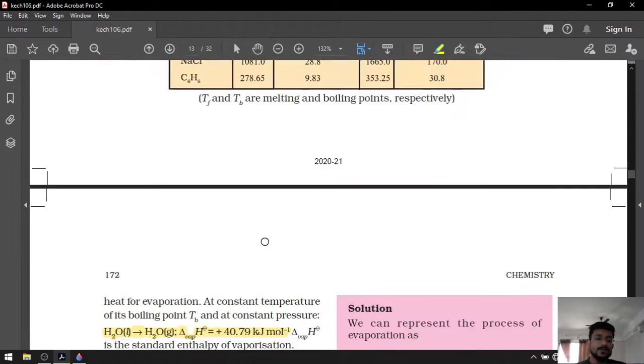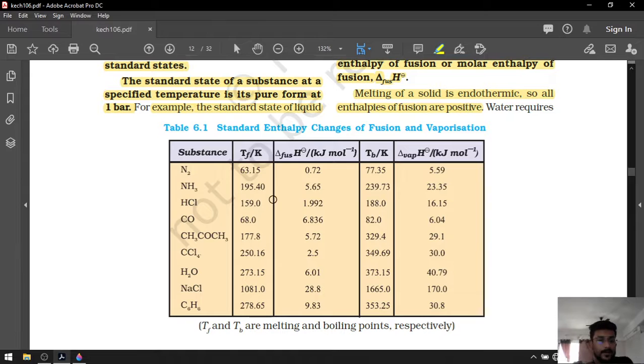Table number 6.1, look at this. They have given us certain values of fusion and vaporization. For nitrogen, the fusion enthalpy is 0.72 kilojoule per mole. Their freezing point and boiling point have also been mentioned over here. You can compare the water value. Water has a vaporization enthalpy of 40.79, whereas acetone has just 29.1. Okay.